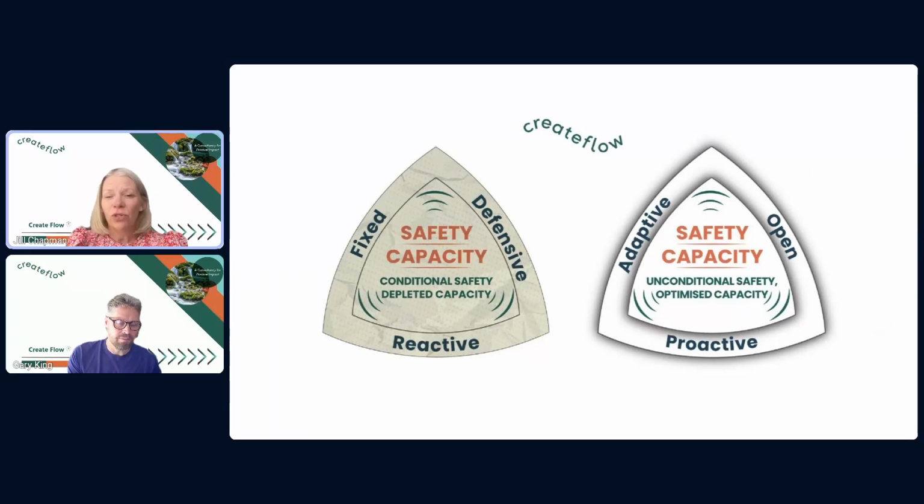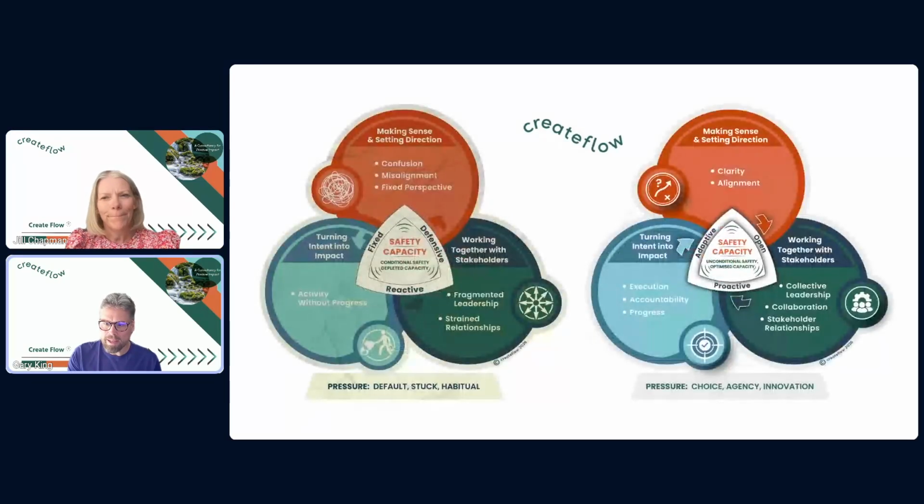And I think this model just really gives us some language to recognize the importance of that and what is possible. I think what the Create Flow model does is recognize that when we can shift into this state of being open, adaptive, and proactive, it's amazing what happens then in terms of all of those other areas on the model. I'm just going to flip back, actually, because while you're talking, I think it's really important to recognize what that looks like in the wider system.